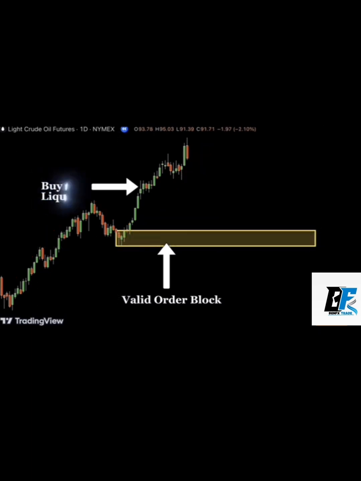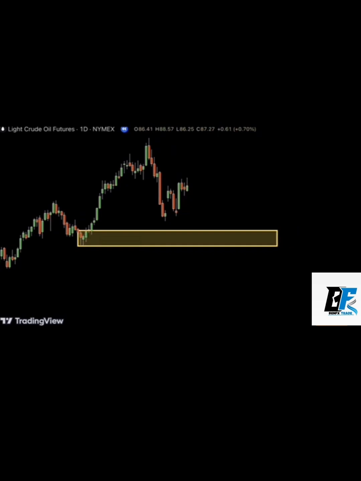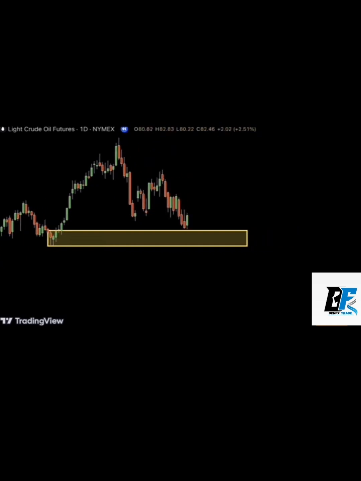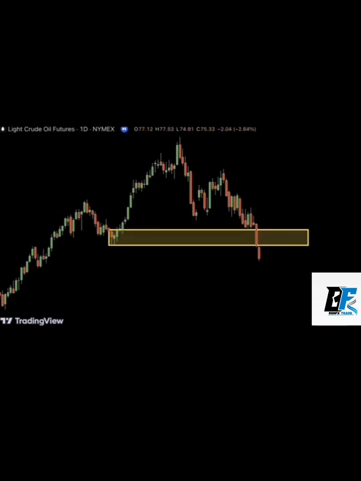At this point, price has taken out buy-side liquidity above the highs, but instead of continuing upward, the market suddenly reverses, despite forming a new higher high. This is the turning point. Price begins to drop aggressively and eventually breaks and closes below the low of the last bearish candle in that bullish sequence. This confirms a market structure shift, from bullish to bearish.